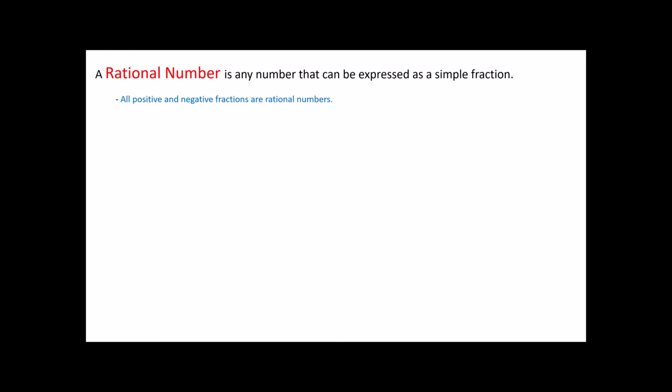Obviously, positive and negative fractions would be rational based on this definition. So if I have 1/5, that would be rational. 2/7, negative 13/4, or even something weird like negative 1013 over 5047. It really doesn't matter. If it has a simple numerator and a simple denominator, we would call it a rational number. But it is important to remember that all integers are also rational numbers.